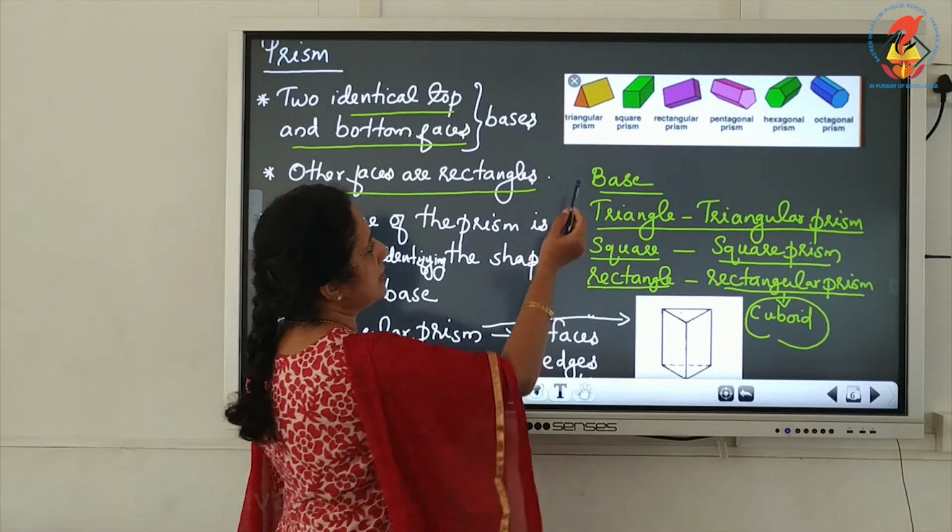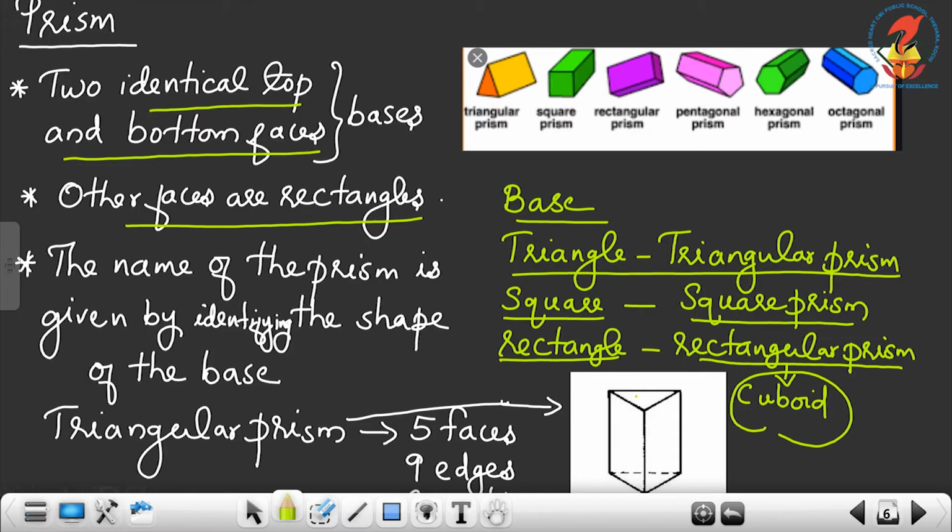And here you can see the pictures of prisms. Here the base is a triangle, therefore we can call it a triangular prism. The base is facing towards you, and the shape of the base is a triangle, so it is known as a triangular prism. Now if the base is square, it is known as a square prism, and if the base is a rectangle, it is known as a rectangular prism.